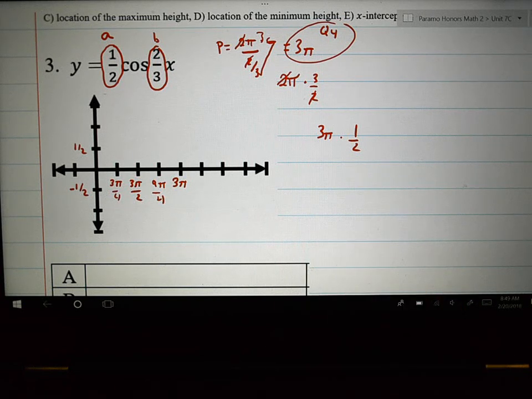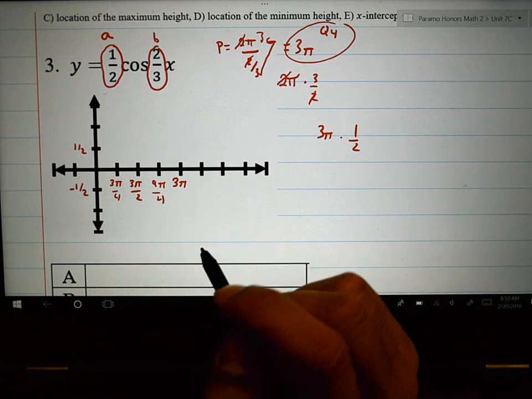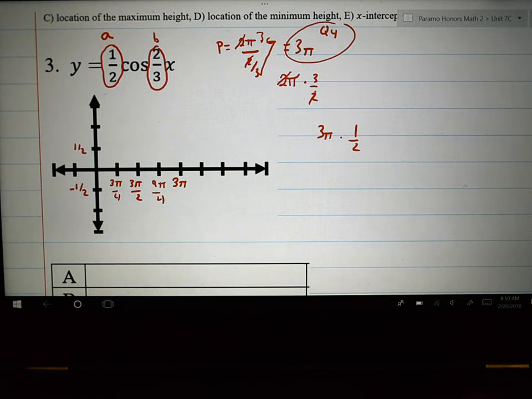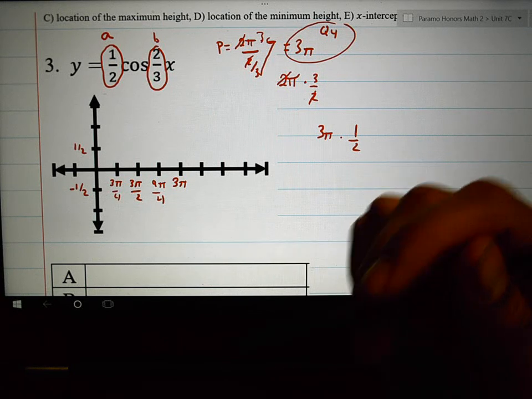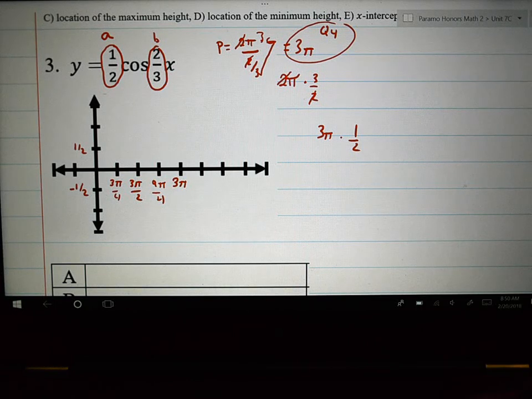If I'm sketching the graph and this is a cosine graph, does it start with midline or extrema? Tell the person you're sitting next to. If you said extrema, you are correct. Does it start at the positive extrema or the negative extrema? Tell the person you're sitting next to. If you said positive extrema, you are correct.